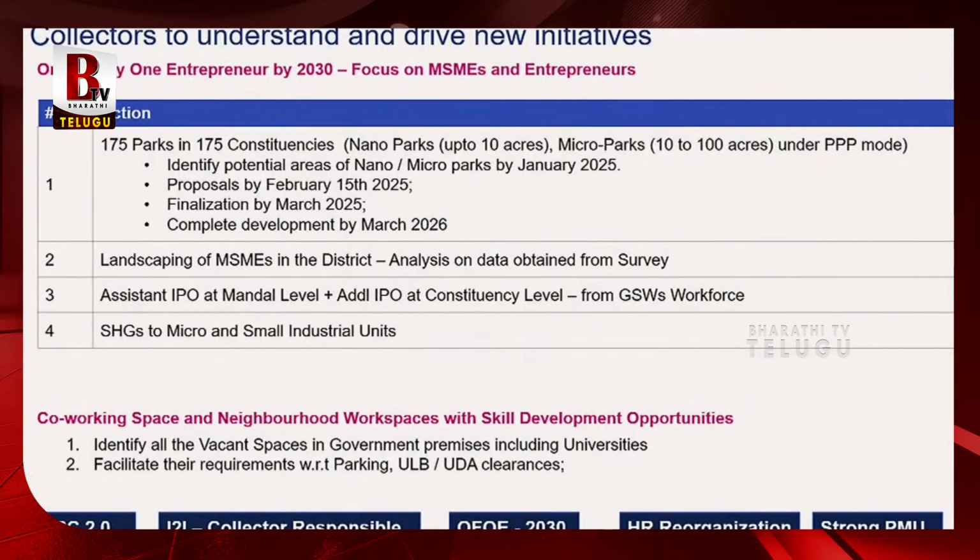And as I told you, an assistant IPO at mandal level and an additional IPO at constituency level. Out of your GSW staff, rework and reorganize, and have an industrial promotion officer at the mandal level so that they coordinate all your activities. And SHG to micro and small units, as already told. For the co-working space, identify all the vacant spaces, including facilities for parking, at ULB and UDA level. Don't send the proposal directly and immediately say parking is required. See how best you can reorganize, and talk to your SPs so that they can provide some night provision, so that this particular industry feels safe also. Next slide.